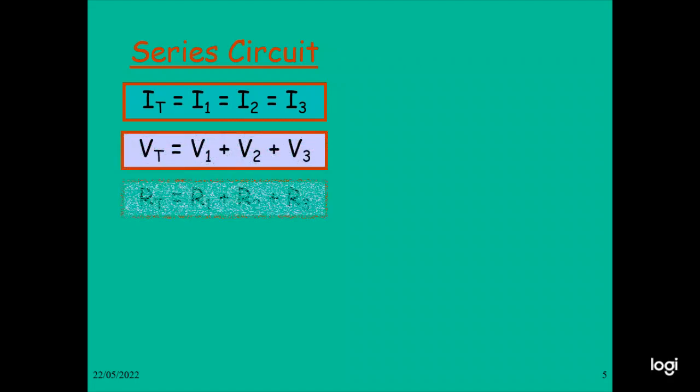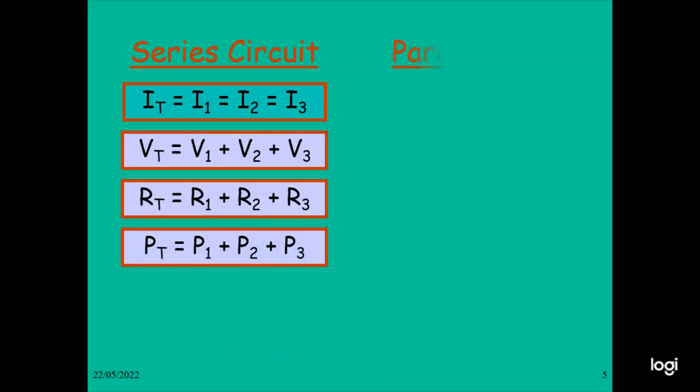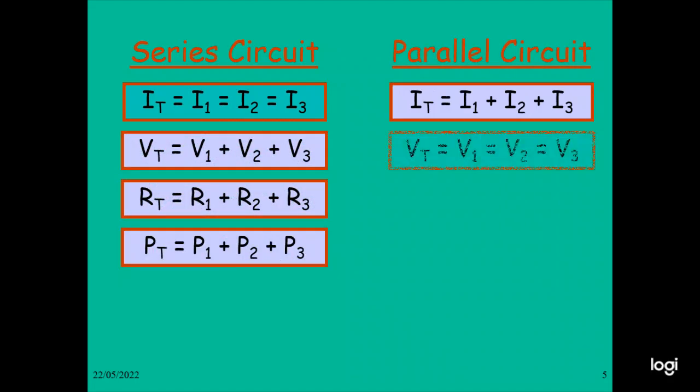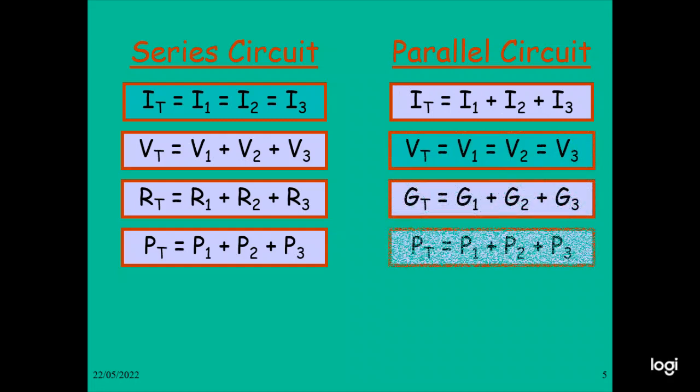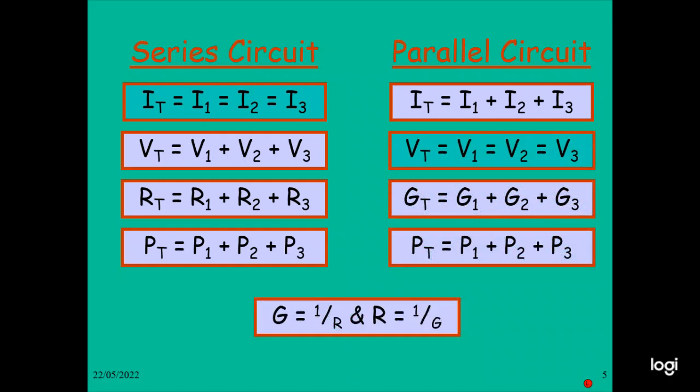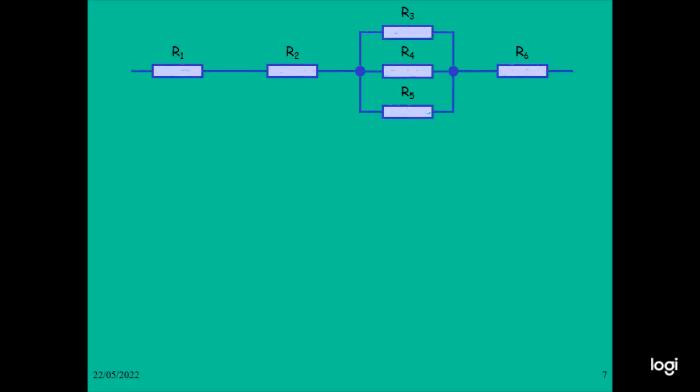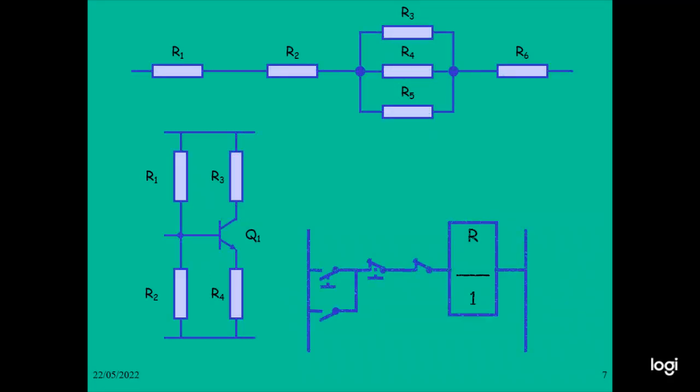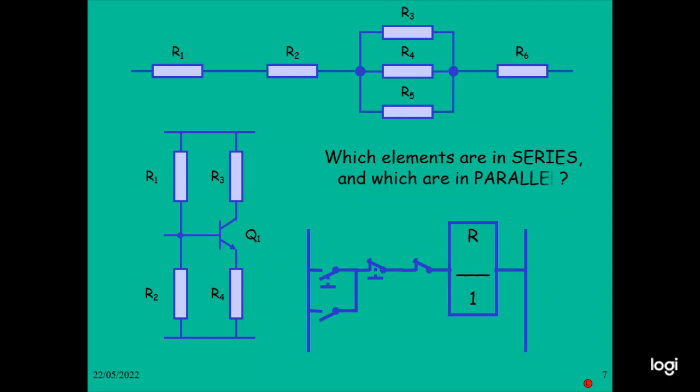For the series circuit, you can see the equations for the series and parallel circuit. Series circuit: current, voltage, resistance. Parallel circuit: current, voltage, resistance. In this case, G equal to 1 by R, or R equal to 1 by G. So you can see the parallel circuits here. So they are the kind of parallel circuit.